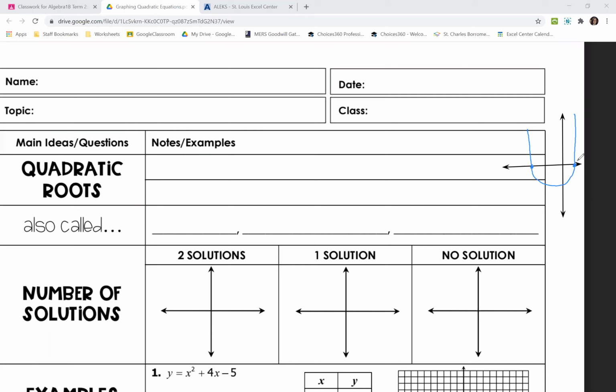When we're graphing, they're called roots. Okay, what is a quadratic root? So the quadratic roots are the points at which the parabola crosses or intersects the x-axis. Okay, remember this line right here is called the x-axis.